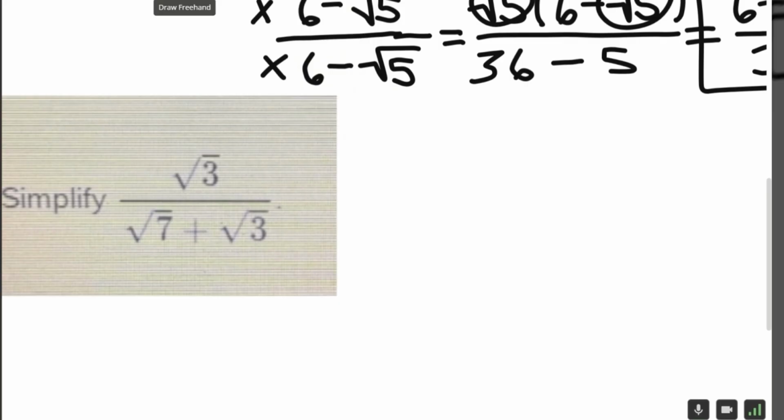We can't cancel anything else out of this one, so we're done with that one. Last one, square root of 3 over square root of 7 plus square root of 3. Focused on this last one here, the bottom one, square root of 7 plus square root of 3, multiplied by the conjugate, which is what? Square root of 7 minus square root of 3.